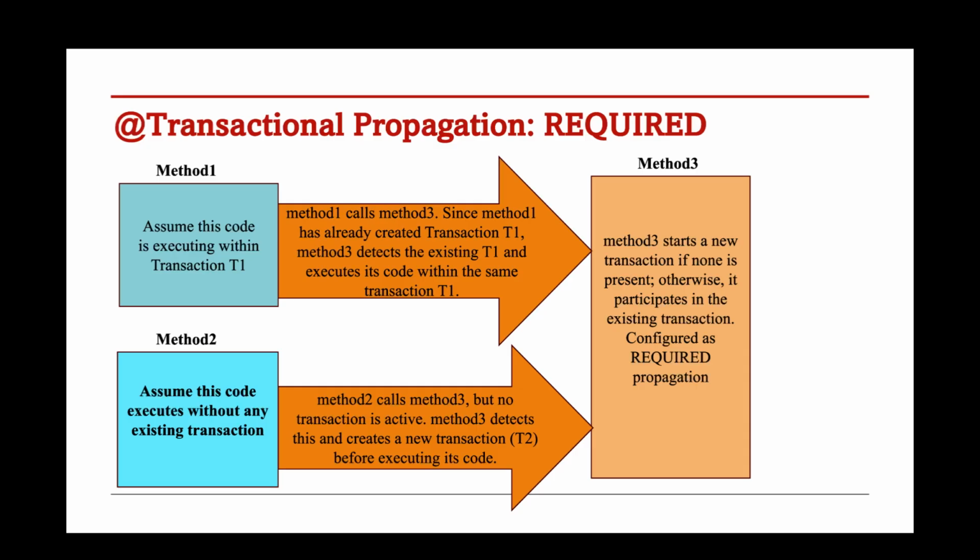And Case 2. Method 2 calls Method 3. Method 2 is running without any transaction. Method 3 checks and sees no existing transaction. So, Method 3 creates a new transaction. This is exactly how propagation.required works. It joins an existing transaction if one is already present. Otherwise, it creates a new transaction. And that's exactly what Method 3 is doing in our example. Whether it's called by Method 1 or Method 2, Method 3 behaves correctly based on the transaction context of its caller.